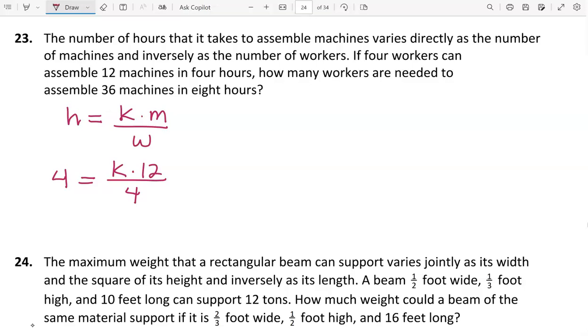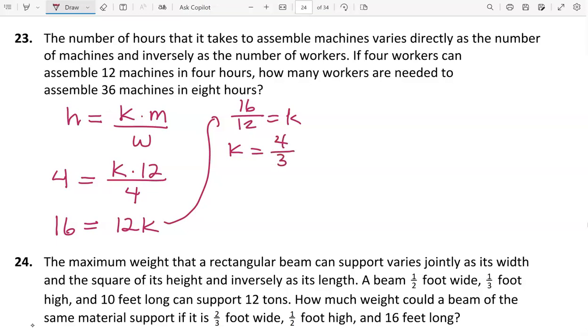That'll allow us to find the value of K, so I'm going to multiply both sides by 4. We get 12 times K is equal to 16, and then dividing by 12, that gives us the value of K. Let's reduce that by a factor of 4. That's 4/3. So our equation of variation is H is equal to 4/3 times M divided by W. It's a complex fraction, but I think we'll figure out what to do with this.